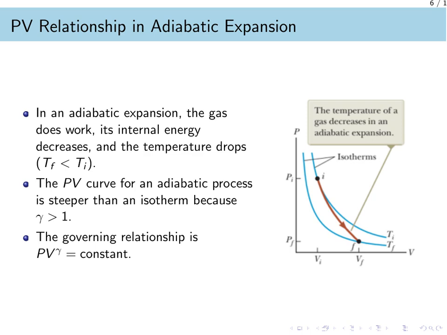The red path represents the adiabatic expansion from an initial state to a final state. Notice that the curve for an adiabatic process is steeper than the blue lines, which represent isotherms where temperature stays constant. This is because the ratio of specific heats, denoted by the symbol gamma, is always greater than 1. The governing relationship for this path is that pressure times volume raised to the power of gamma remains constant.